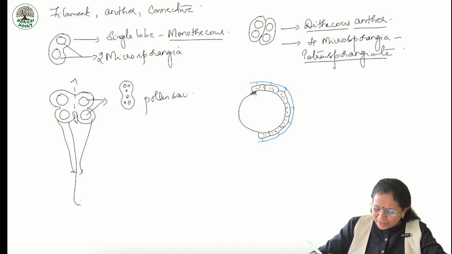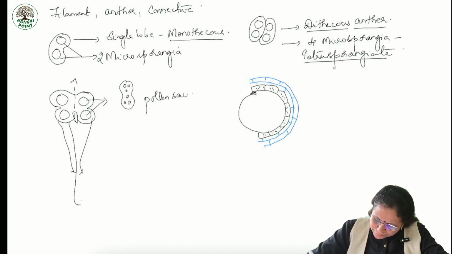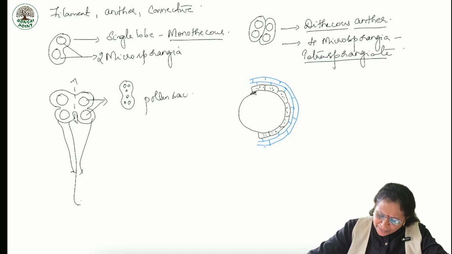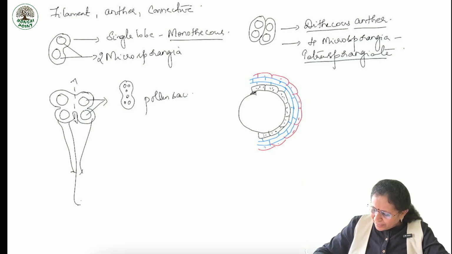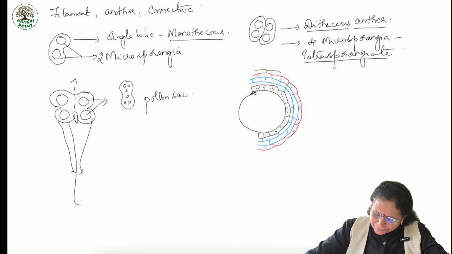Yes, this is 1 layer. I told you 2 to 3 layers. Let us show 2 layers. Now, followed by this, we see 1 layer of cell, a single layer of cell. And then outermost, we see 1 layer of cells.